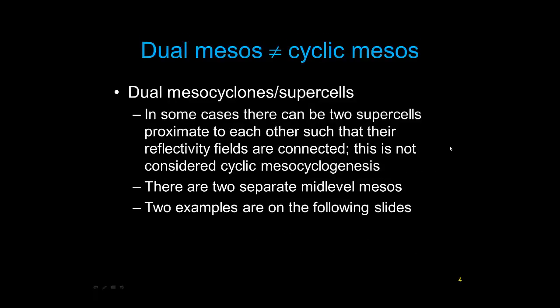Before I talk about cyclic mesos, I think it's important to note what is not a cyclic mesocyclogenesis. And here we're talking about low-level mesocyclones. There are a lot of these cases, I'm sure you've all seen, where you have dual supercells or mid-level mesocyclones, where you have two supercells fairly close to each other. The reflectivity may or may not be touching, but this is not considered cyclic mesocyclogenesis. And I have two examples on the following slides.